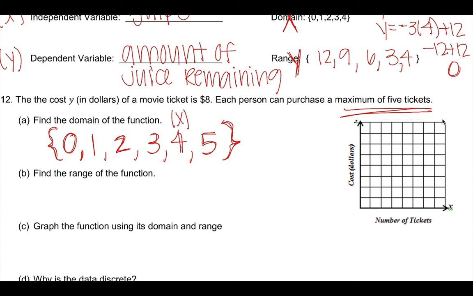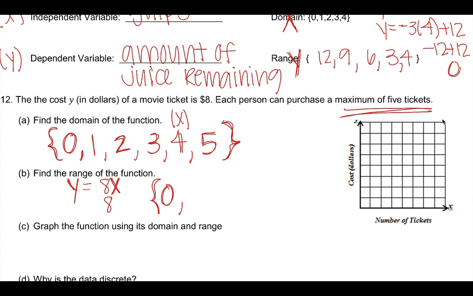Well, then I need to find the range, right? So to find range, it cost, what, $8 a ticket? So y, the money, equals 8 times however many tickets we buy. And we don't know, that's our x. So there's our equation. So I just have to plug it in to find it. So I could buy 0 tickets. Well, 8 times 0 is what? 0. So there's that.